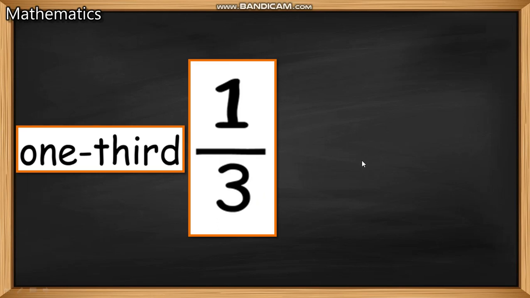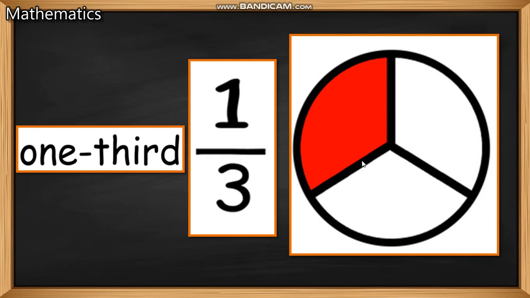Then I am showing a circle or figure to you. Here I cut the circle into how many equal parts? 3 equal parts. 1, 2, 3. I cut the circle into 3 equal parts. Then I shaded one part of the circle. Out of 3, I shaded one part. That is 1 by 3 of the circle shaded.